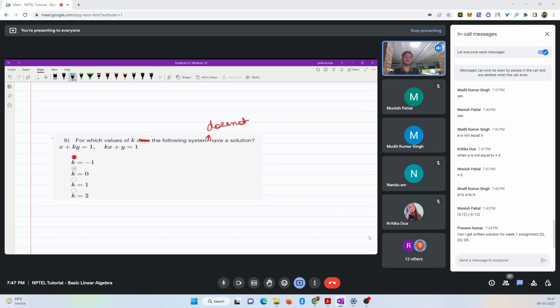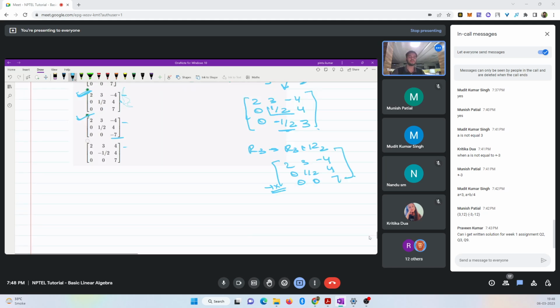In the ninth question, I think there was a typo. The question should be: for which value of k does the system not have a solution, and then k is equal to -1 is the correct answer. If the question remains as it is, for what value of k does the following system have a solution, then all three options, k is equal to 0, k is equal to 1, and k is equal to 2, are correct. So here also probably the concerned TA will look into it.